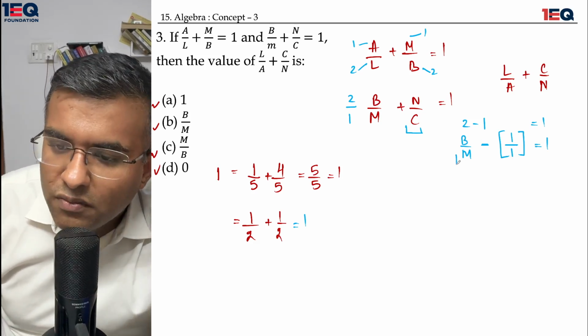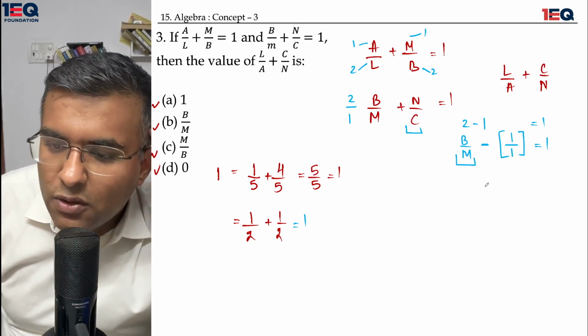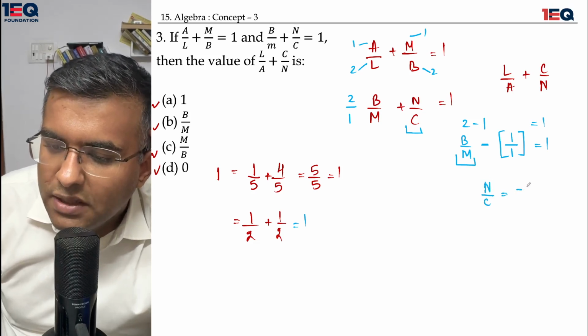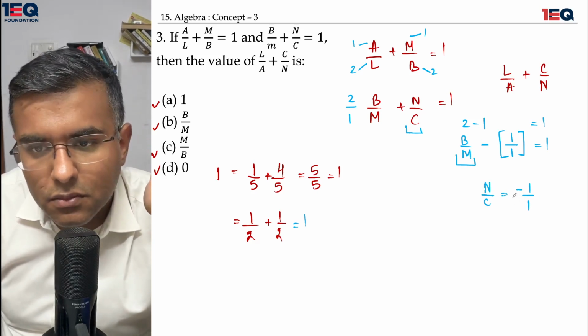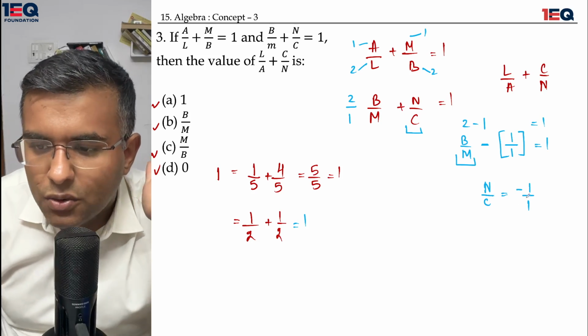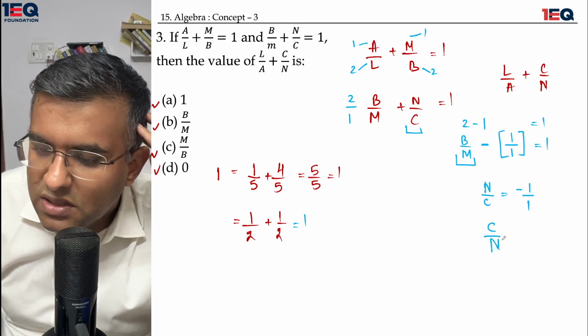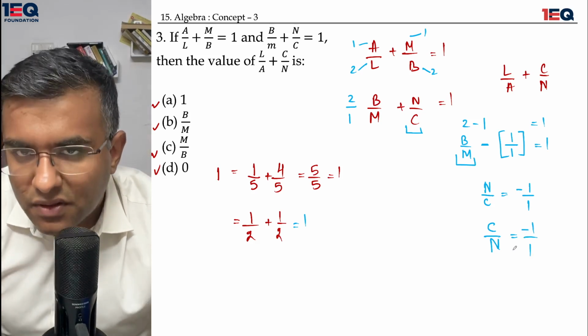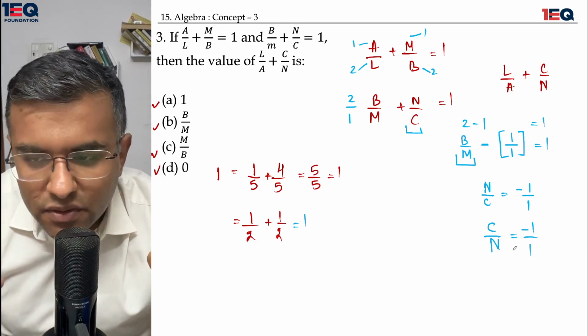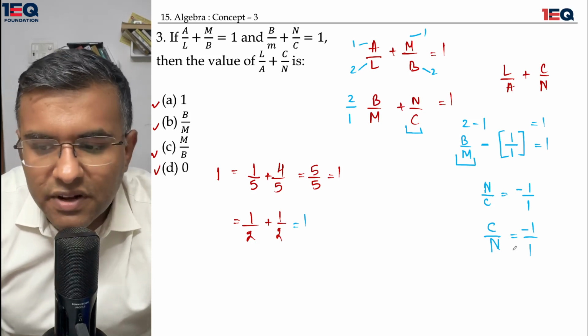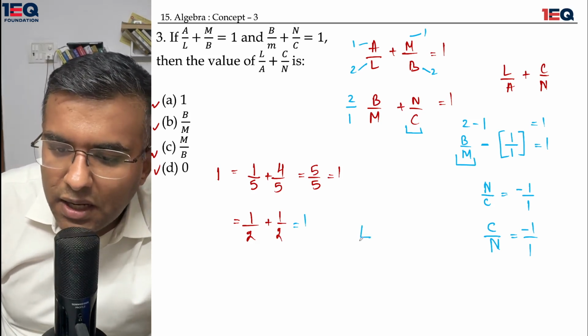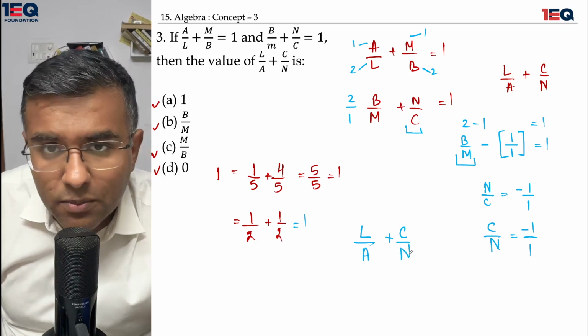I already have 2, which is b and m is very constant. I need to assume that n by c is equal to minus 1 upon 1. Okay, this is my assumption that n by c is equal to minus 1 upon 1. If n by c is minus 1 upon 1, this means c upon n is also equal to minus 1 upon 1. The reciprocal of a negative unity is also a negative unity, be it in a fraction form. So I can say that L upon A plus C upon N is what I'm looking for.